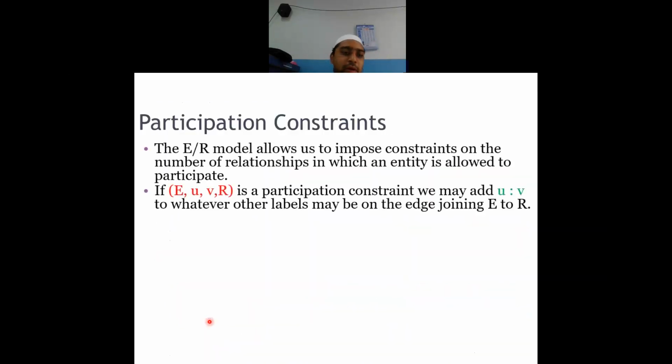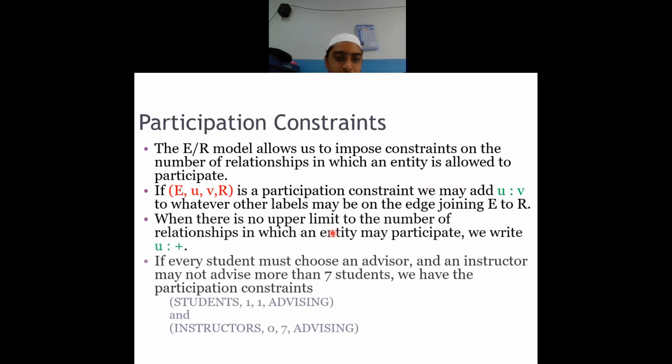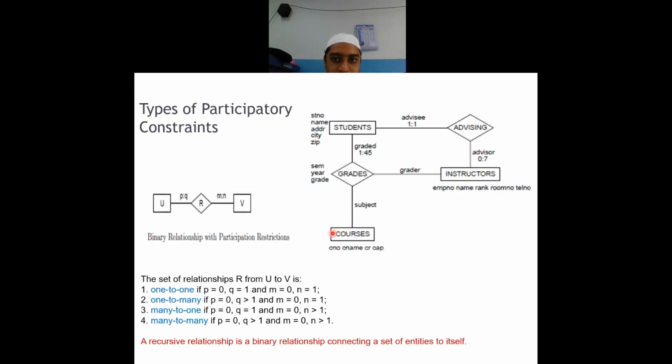Next coming topic is about participation constraints. Participation constraints in the sense, suppose we have, for example, let me draw this diagram. I have here one entity set called students, and there is one more entity set here called instructors, and there is a relationship between them as advising.